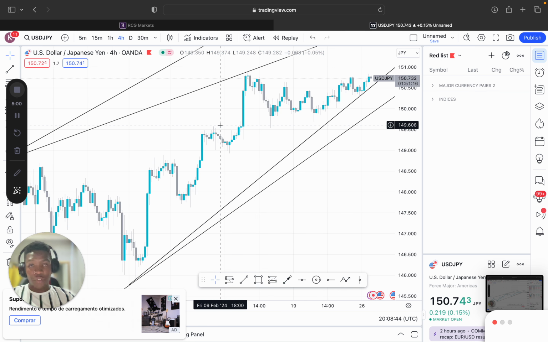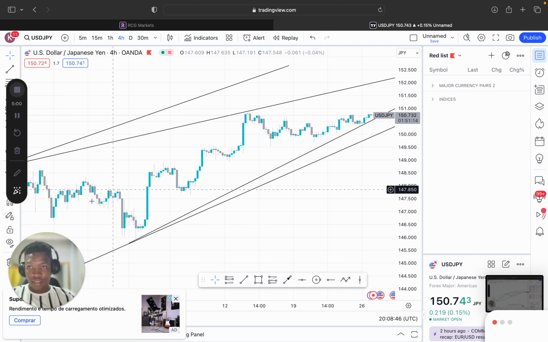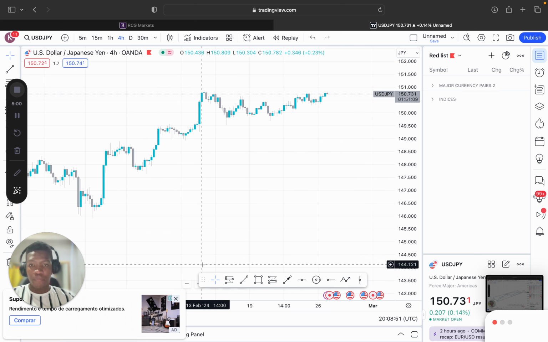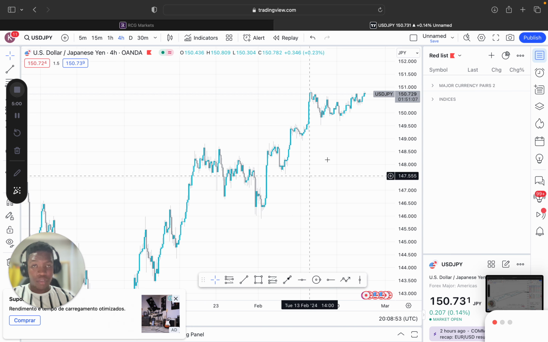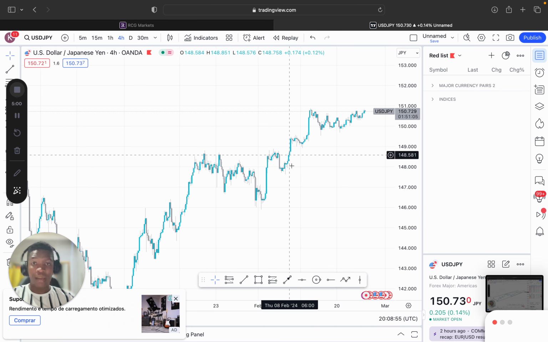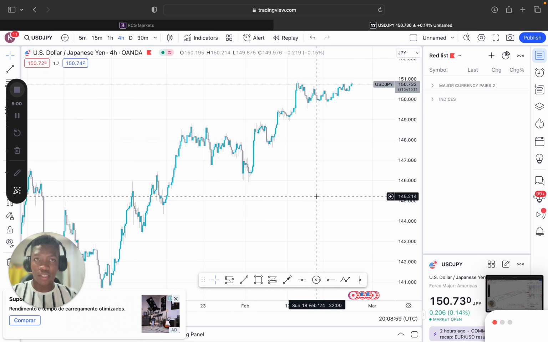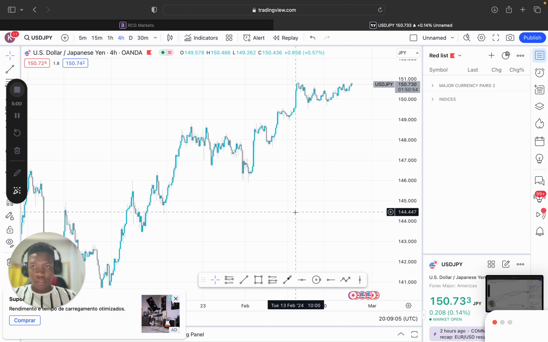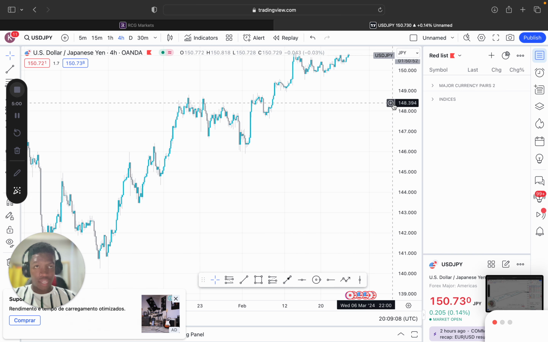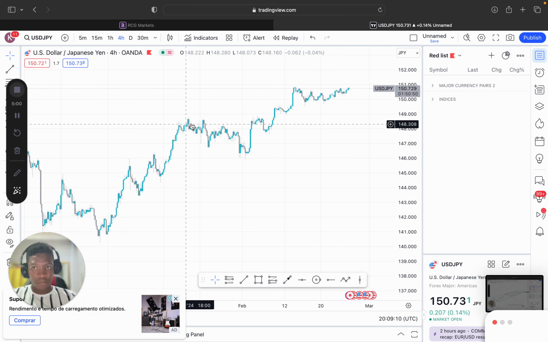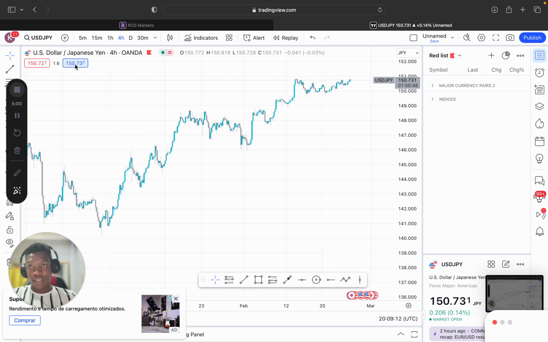Firstly, let me just remove this and start again. What we're looking for is, we pick one time frame. I'm always looking at the 4-hour and 1-hour time frames, but I mostly use the 1-hour time frame for entry points. Especially on currencies, I only trade on the 4-hour time frame.